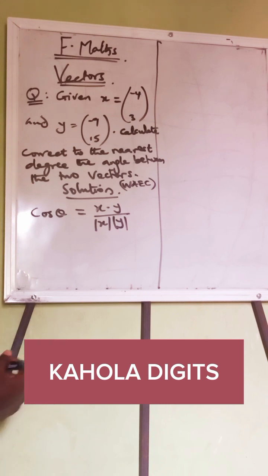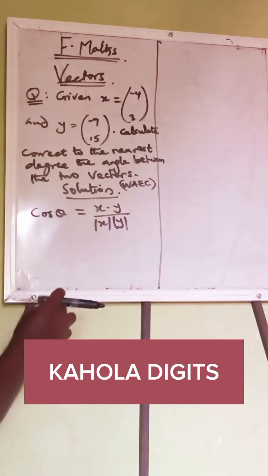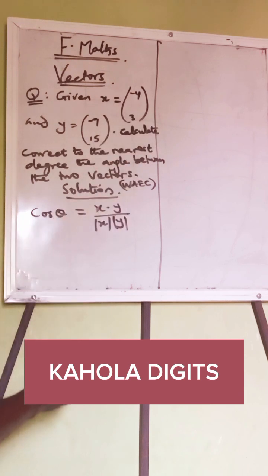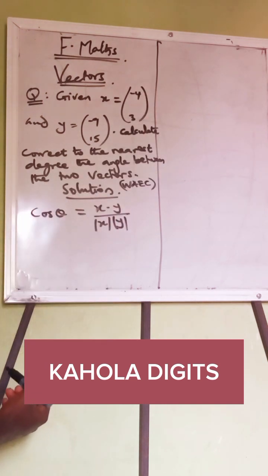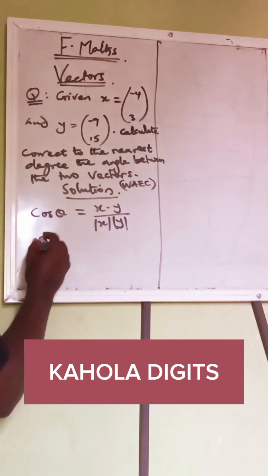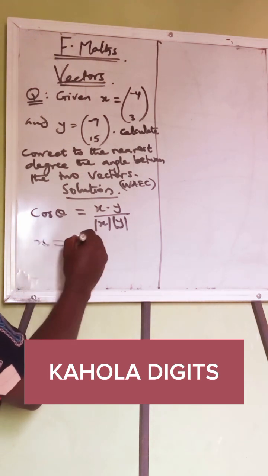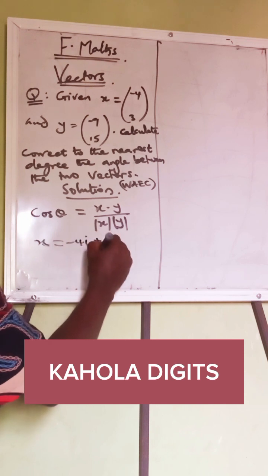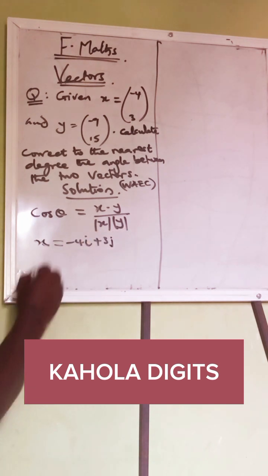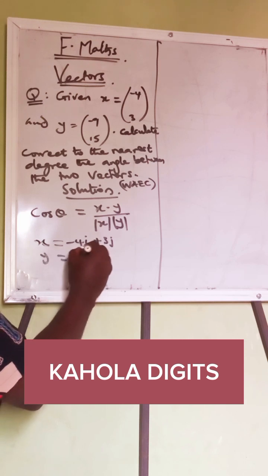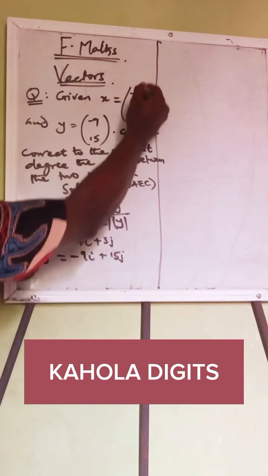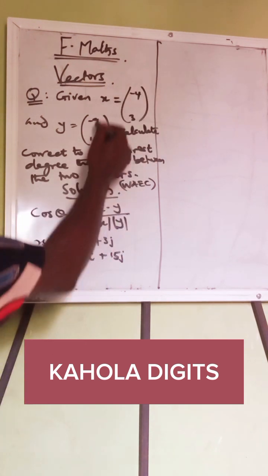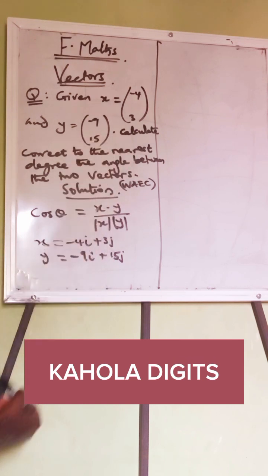Now let us determine x dot y. Before we do that, we are going to turn these vectors into the form of i and j. We are given column vectors, so we are going to write them in the form of i and j. Now x is minus 4i plus 3j. y is minus 9i plus 15j.